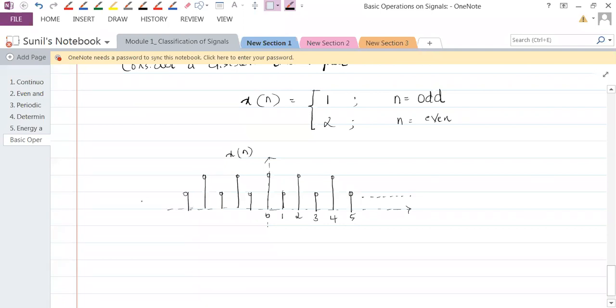So this is a signal. Can you tell me whether this is periodic or non-periodic? Anybody? This is periodic. What is the fundamental period? 2. 2 is the fundamental period. Good. Because see here, at 1 you have sample 1, at 2 you have sample 2. Again, at 3 you have sample 1, at 4 you have sample 2. So the samples 1, 2, 1, 2, 1, 2 are repeating. So 2 samples is the fundamental period. Now this is periodic, and this is deterministic also.